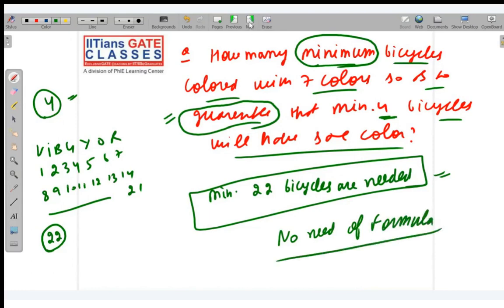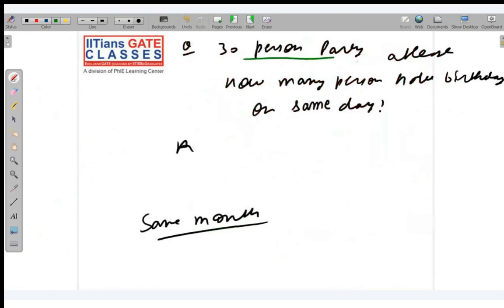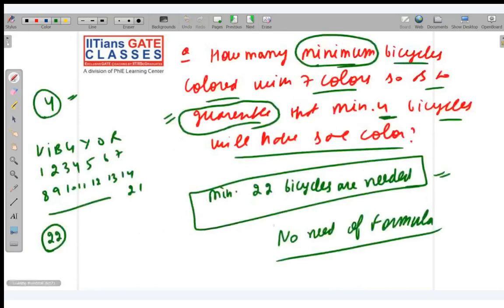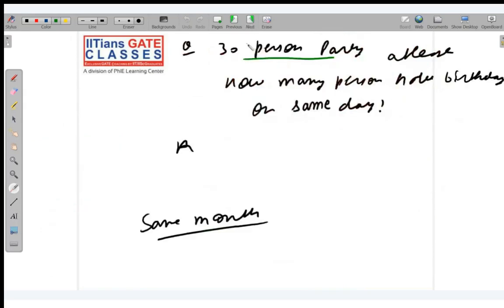Now let me jump to the next slide. Can you read the question, please? How many minimum bicycles colored with 7 colors so as to guarantee that minimum 4 bicycles will have the same color? Yes, sir, yes. So let me jump to the next slide.